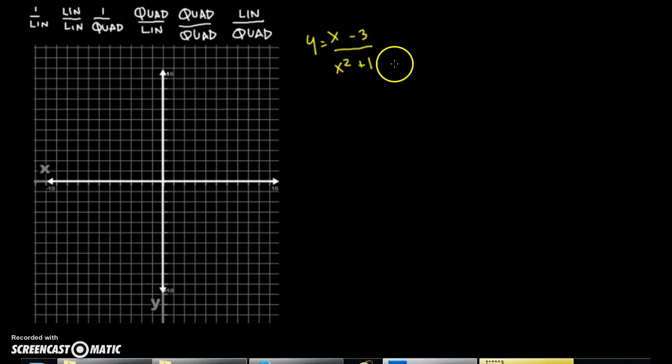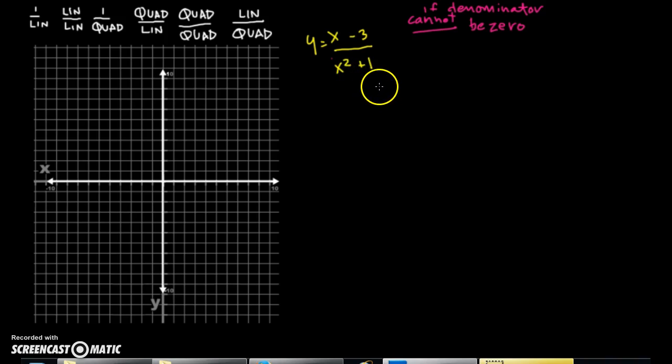Now in this case, linear over quad, we can see what happens at the bottom. No matter what x is, if I square it, it's going to be positive, and if I add 1, then I'm guaranteeing, no matter what, even at 0, that I'm going to end up with a positive value. So let's just make this clear: the denominator cannot be 0. Remember, we're not concerned about common factors with linear over quad. We are looking for a situation where we can't get 0 at the bottom.